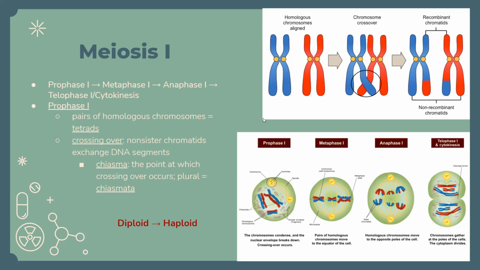After prophase I, metaphase I, anaphase I, and telophase I are basically the same as mitosis, except instead of having a pair of sister chromatids, it's a pair of homologous chromosomes. In metaphase I, you have a pair of homologous chromosomes lined up at the middle, and in anaphase, you pull apart the two homologous chromosomes. Through meiosis I, you essentially transition from a diploid cell into two haploid daughter cells.